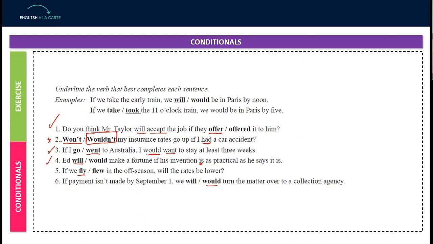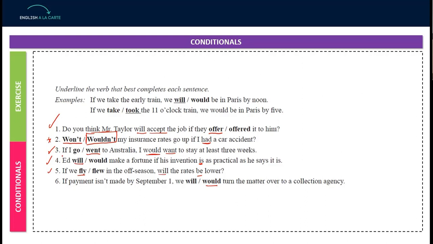Very good. Number five, if we fly into off-season, will the rates be lower? Why fly? Because you have will. Excellent. If you have the past, or if you have would, it would be flew.